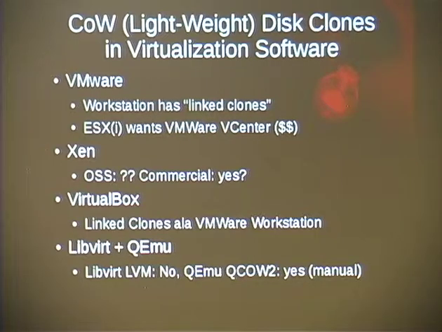Xen, on the open source side of the house, I really couldn't find any information on lightweight disk images there. On the commercial side, I saw an xe clone command, so I think it's there, but I don't have the money to buy Xen. And VirtualBox, basically the same idea as VMware. And libvirt and QEMU, what I like to use, if you use LVM, it kind of can be done by hand, but there's the QEMU-specific image file format, QCOW2, that you can use to do this all manually.